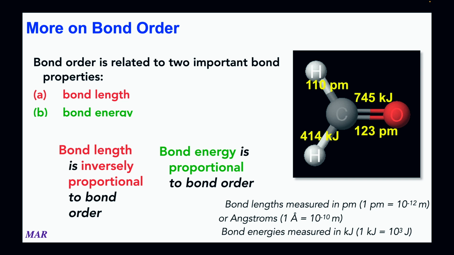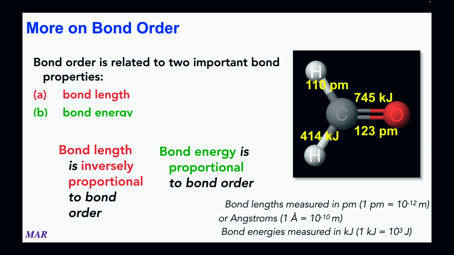But another thing you can do is talk about bond energy. And bond energy is proportional to bond order. So what that means is that if a bond order 1 is, say, 300 kilojoules, a bond order 2, bigger bond order, would have even more energy, maybe 600 kilojoules. And a bond order 3 would be an even bigger number of energy yet.